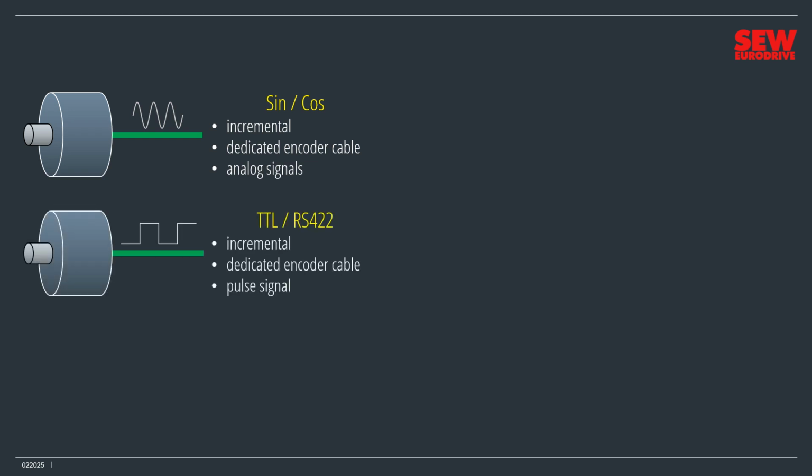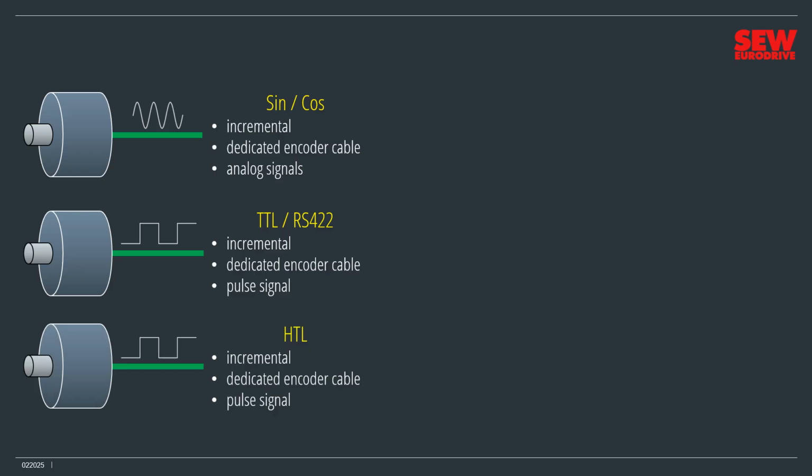The TTL or RS422 interface and the HTL interface are found on some incremental encoders. They send a pulse signal over a dedicated encoder cable. They're nearly identical except for their signaling voltages. These interfaces are commonly used with lower-end VFDs that don't support the more sophisticated interface standards.